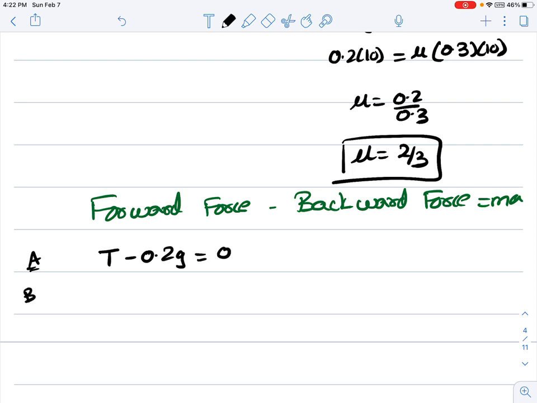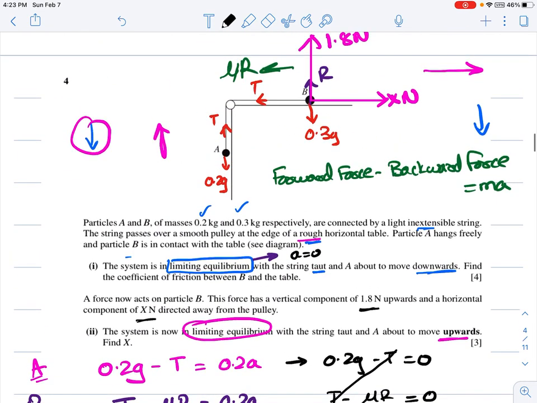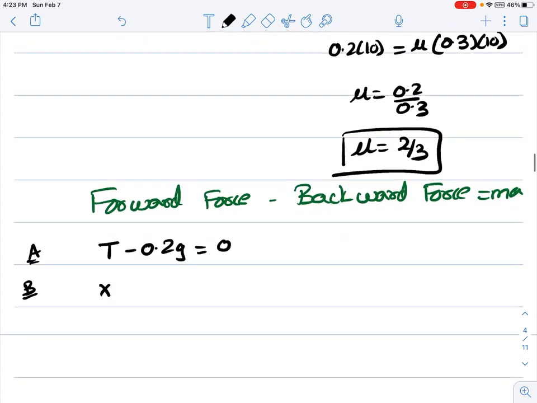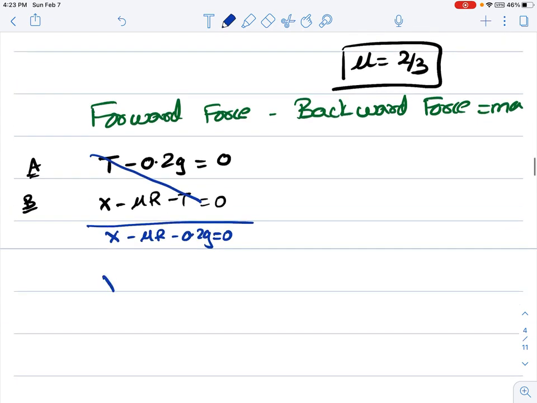Now for B, the forward force is x newtons because it is going towards the right. Backward forces are two things, mu R and the tension. So x minus mu R minus tension is equal to 0. I am going to solve these two equations. The tension cancels: x minus mu R minus 0.2 g is equal to 0. So I get the x value, which is mu R plus 0.2 g.